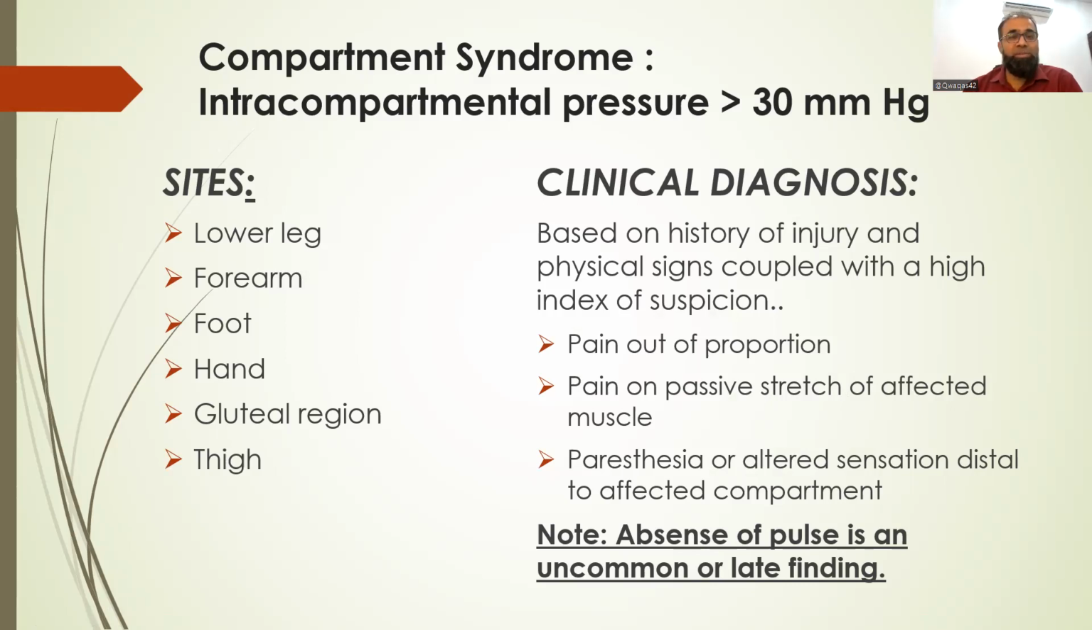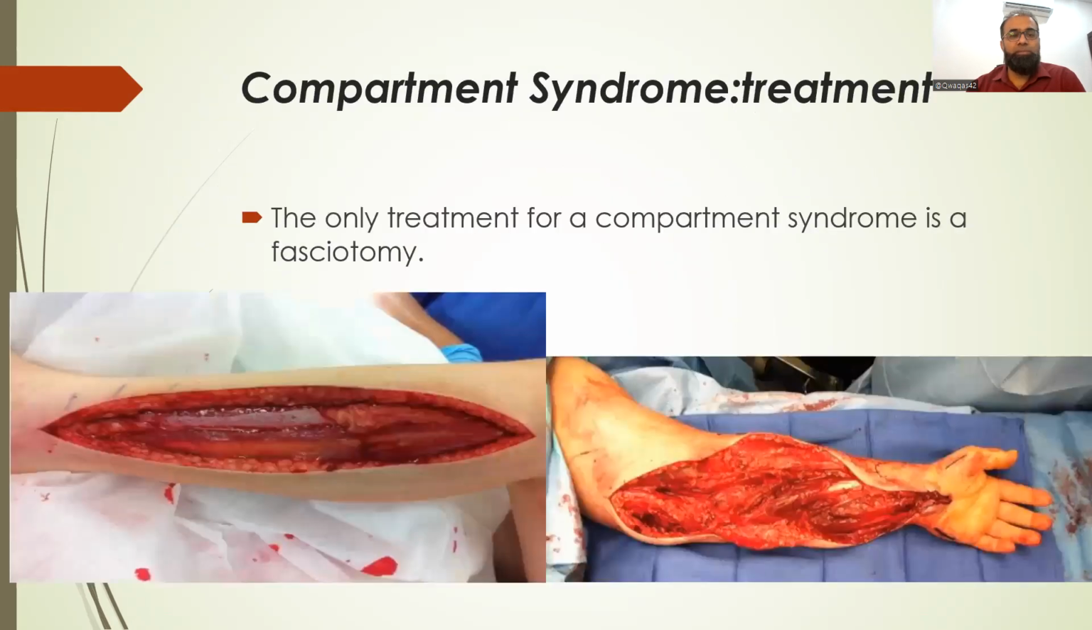Pain on passive stretch of the muscles, and there could be paresthesia involved. Absence of pulse is a late finding, so don't go looking for that. And you have 6 hours to deal with it. If you're suspecting it, consult your consultant, and the fasciotomy should be done within 6 hours so that the blood flow to the muscles is revived and the limb is saved.